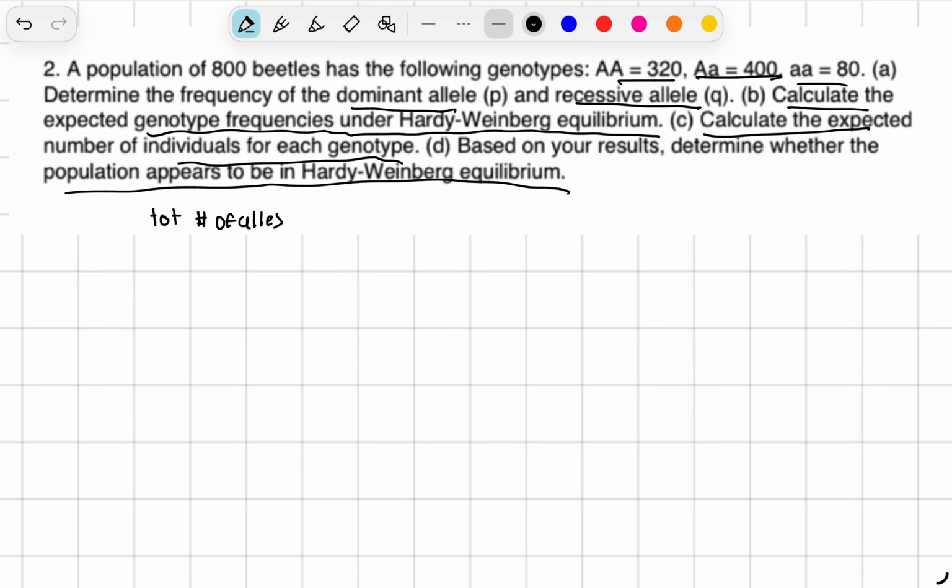So first we have to find the total number of alleles. We know that each beetle has 2 alleles. Therefore, we have 800 beetles, each of them having 2, so we have 1,600 alleles in total.